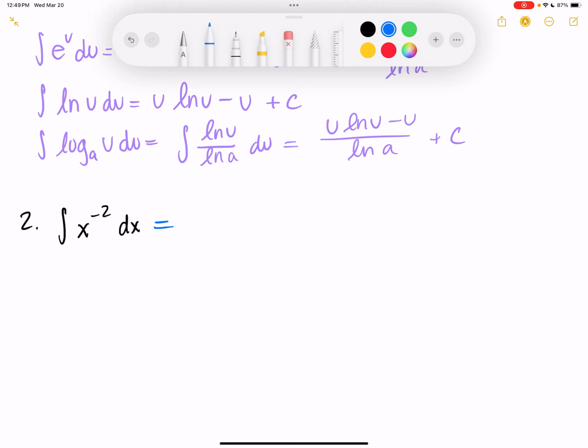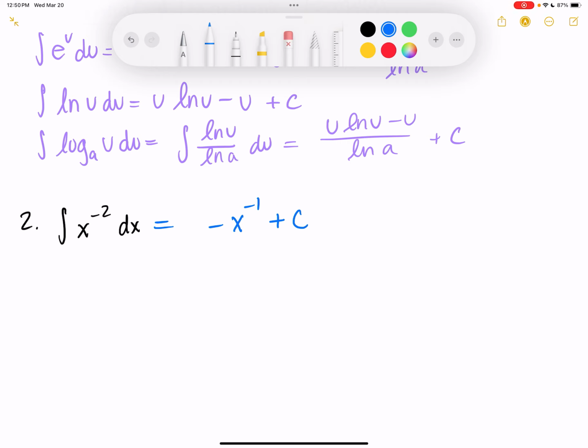I need to add 1 to the exponent. Okay, so x to the negative 1, but there should be something else. Yeah, it should be negative, because when I take the derivative of this, it's going to become positive x to the negative 2. And then plus C has to still go on all of these.